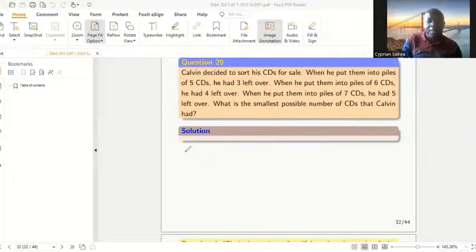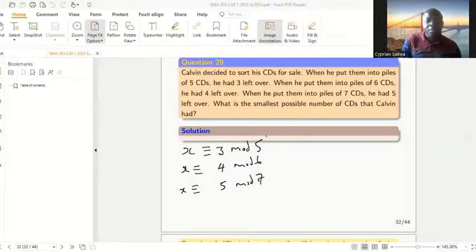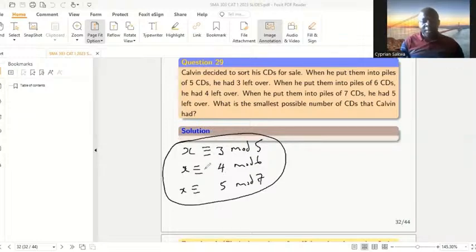When he arranges them in 5, he has how many left? 3 left. So when he divides by 5, 3 are left. When he divides by 6, he has 4 left. And when he divides by 7, he has 5 left. So this is the question, now written mathematically.